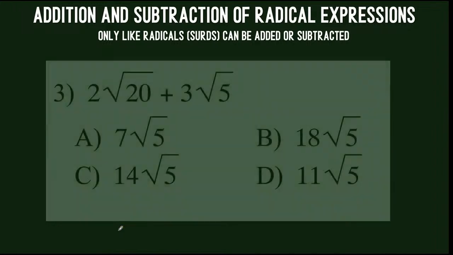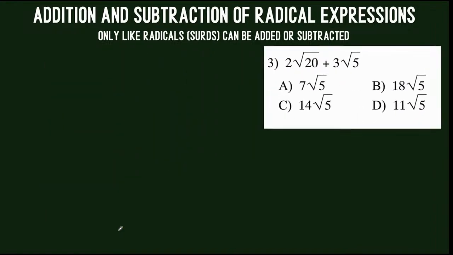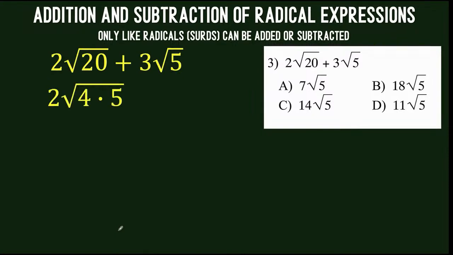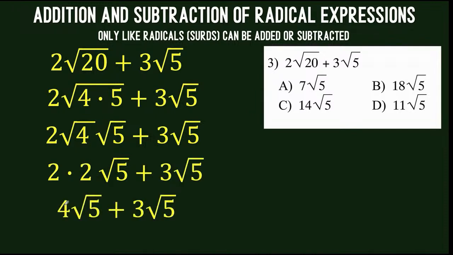Let's have another example. 3 square root of 20 plus 3 square root of 5. Again, we will attempt to simplify square root of 20 because 20 is 4 times 5, and apply the product property of radicals. Now this square root of 4 is equal to 2, so you'll have 2 times 2 to get 4 square root of 5 at the left, and just copy the right side. So you now have 4 copies of square root of 5 plus 3 copies of square root of 5, that is equal to 7 copies of square root of 5, which is letter A.